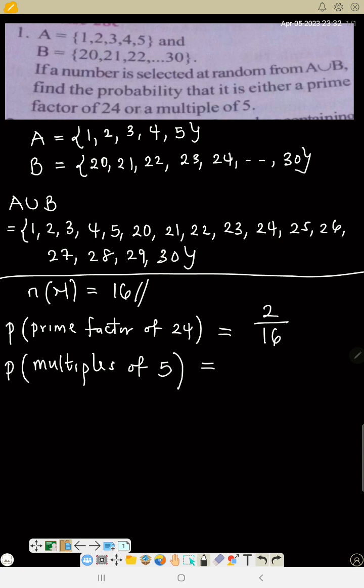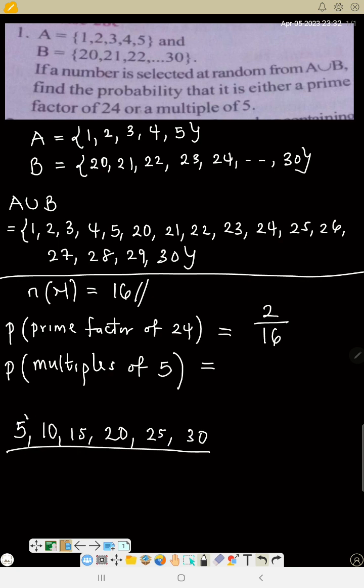So now, multiples of 5. Multiples of 5 means any number you multiply by 5 and you get a result. So that is 5 times 1, 5. 5 times 2, 10. 5 times 3, 15. 5 times 4, 20. 5 times 5, 25. 5 times 6, 30. So all these numbers are multiples of 5, meaning 5 will divide them without remainder.